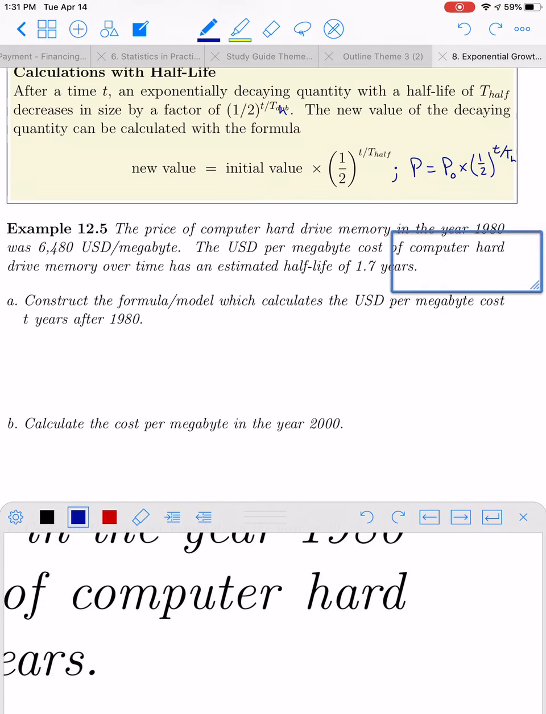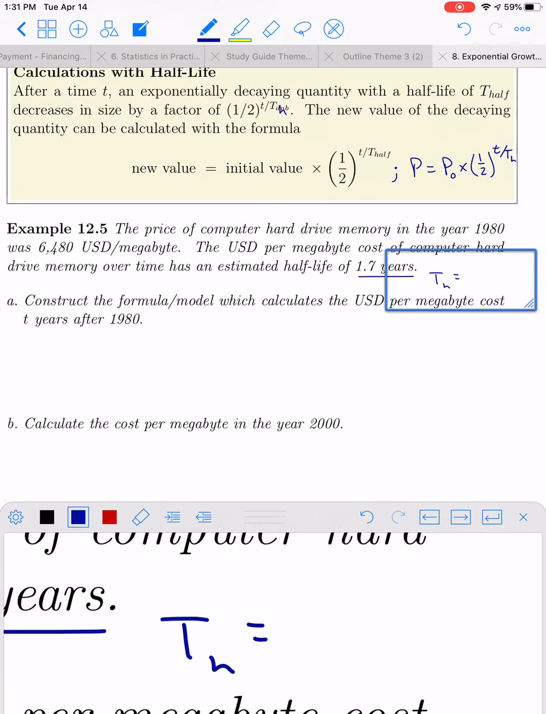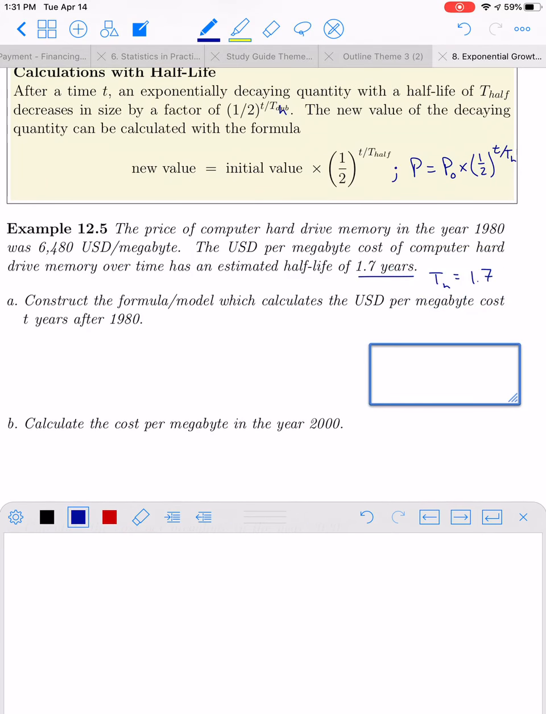So let's see where we're at now. This is actually our half-life. It's a time, so we can write it down as T half, or TH. Okay, construct the formula which calculates the US dollars per megabyte cost T years after 1980.